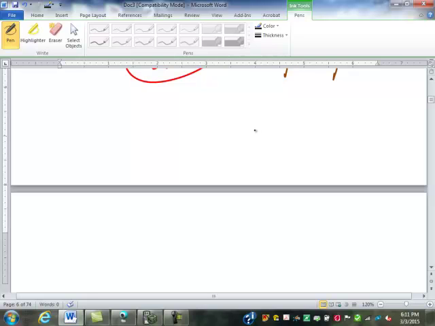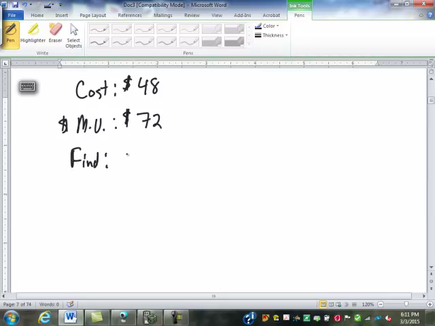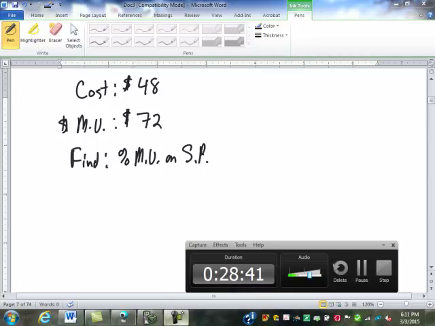So let's say we have a cost of $48, a dollar markup of $72. Find the percent markup on selling price.